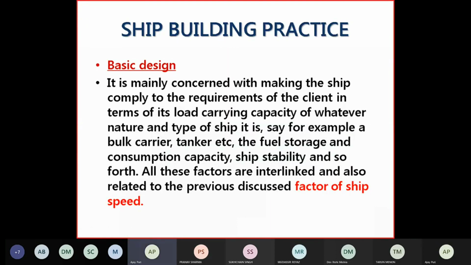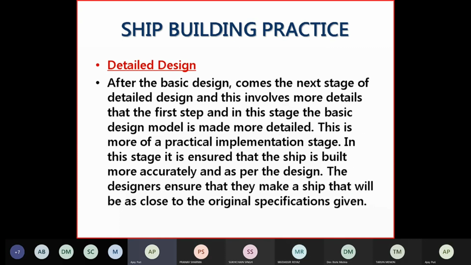Now what is the basic design? So the basic design, you're concerned about making a ship as per your requirements, as per the load carrying capacity, which is maybe bulk carrier of 50,000 tons. So what is the fuel, storage, consumption, stability? These all factors are linked to your ship speed.